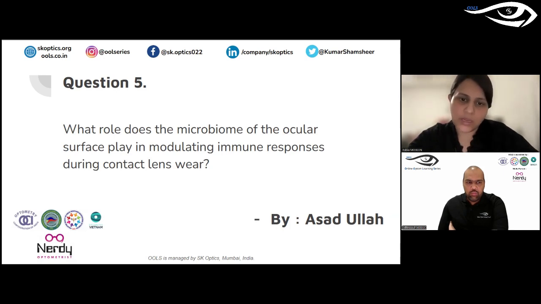Maybe in 5-10 years we will know how we can control these cells, but now we don't know. Till then, I think we should emphasize normal contact lens care.